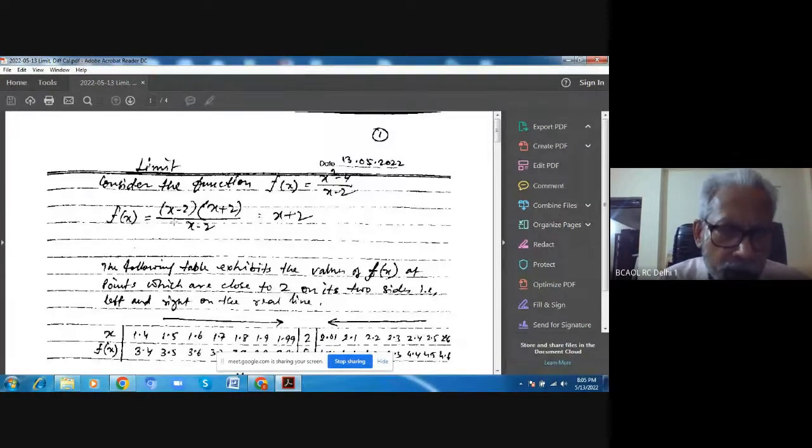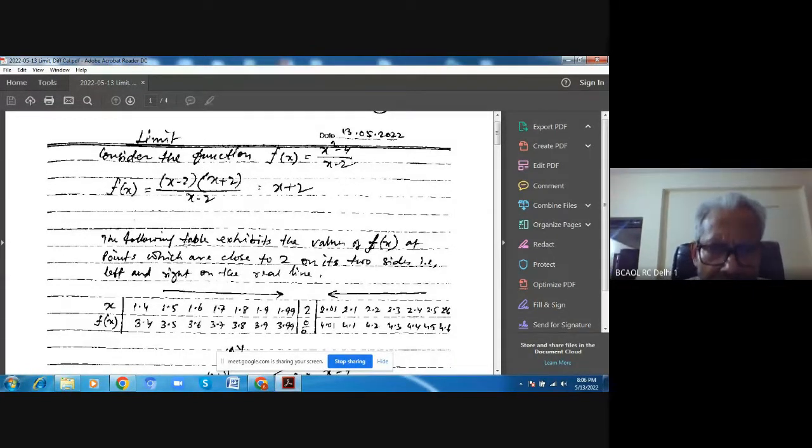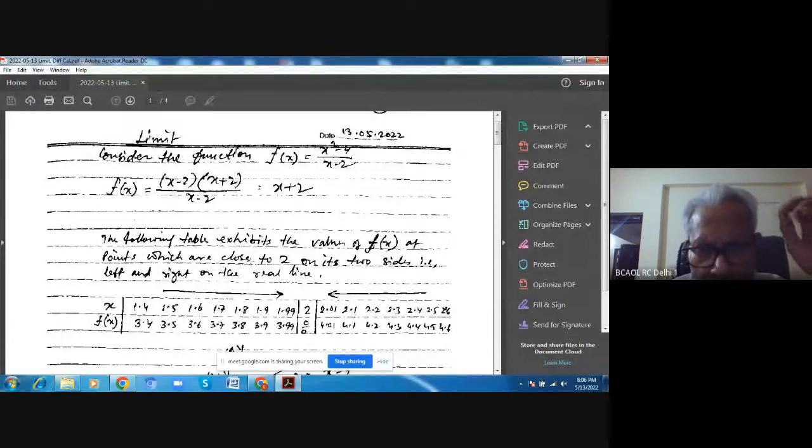That's the function. Now let's see how to plot it. Now one table I have given here. Based on the table, I would like to explain the limit. So the following table exhibits the values of the function of x at particular points which are close to 2.